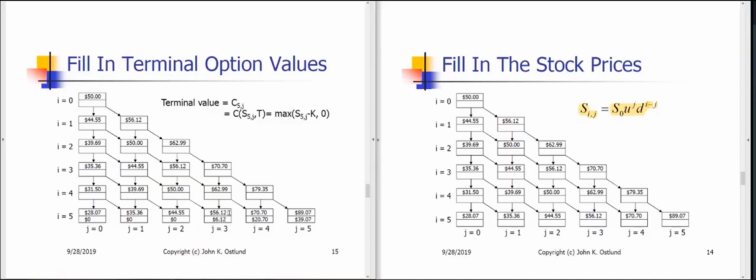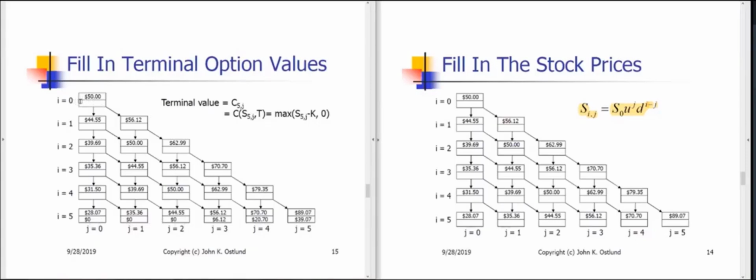But if the expiration time stock price is 56.12, we're above the strike price and we collect a $6.12 payoff. If the final stock price is 70.70, we collect $20.70. If the final stock price is 89.07, we collect 39.07. Okay, so in this model, after 5 time steps, we have 6 possible final stock prices, and we can compute exactly what the option payoffs are for those 6 final stock prices.